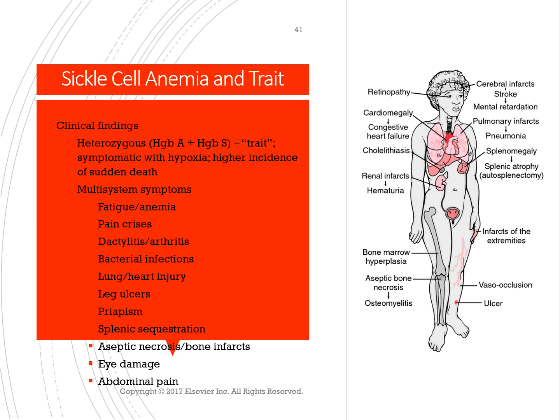With this, we're going to see multi-system symptoms. So we're going to see fatigue and anemia, pain crises because we have that sickling, so it's going to affect the blood flow. Dactylitis and arthritis, bacterial infections, lung and heart injury. If you think about those sickled cells getting clogged in the vasculature, we may see leg ulcers, priapism, splenic sequestration, aseptic necrosis or bone infarcts, eye damage, and abdominal pain.